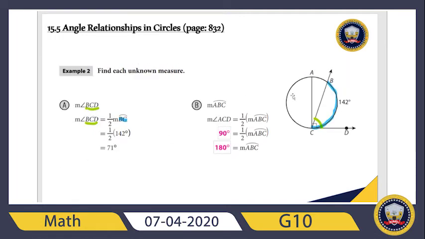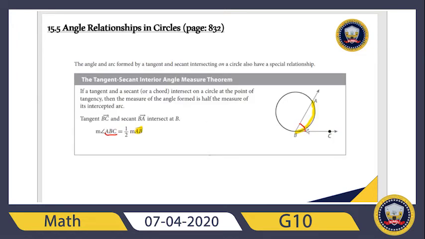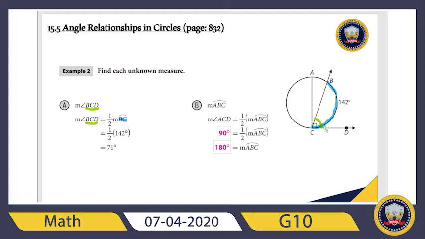So in this example I need to find the measure of the angle BCD, which is labeled here with this yellowish color. Now I am given the length of this arc, which is 142 degrees. So my theorem says the length of the arc multiplied by half will be equal to the measure of my angle. So I'm going to use this theorem here. So the angle BCD will be equal to half of the length of the arc BC. So it is half of 142, which is 71.